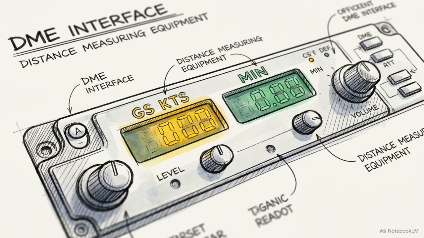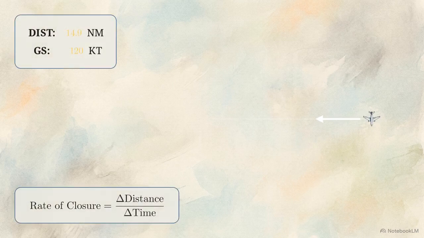The avionics apply this same distance geometry to calculate the secondary display outputs, ground speed and time to station. The computer derives these figures strictly by measuring the rate of change in the slant distance over time, a mathematical ratio known as the rate of closure. This calculation carries a critical geometric flaw. It assumes the velocity vector points perfectly toward or away from the station.